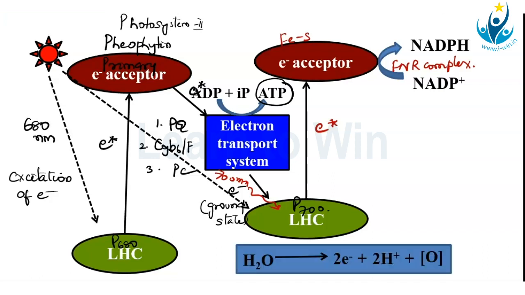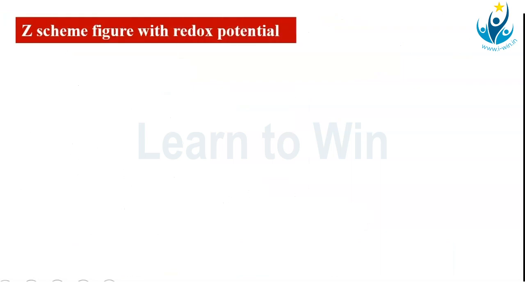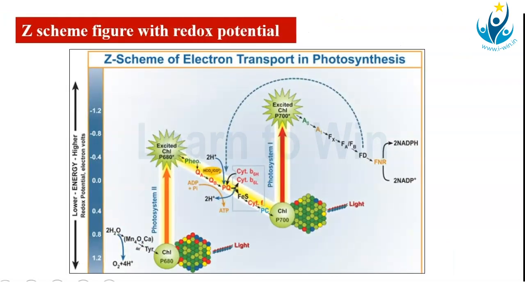At the same time, there is the water splitting reaction, where the electrons that have come from the photolysis of water also enter into the P680 light harvesting system. So this is PS1, photosystem 1, and PS2. This is called the Z scheme of electron transport, because if you see everything, the uphill, downhill, again uphill, it looks like an inverted Z.